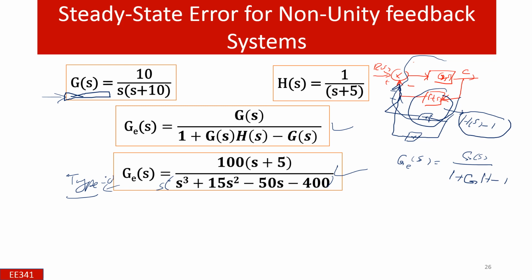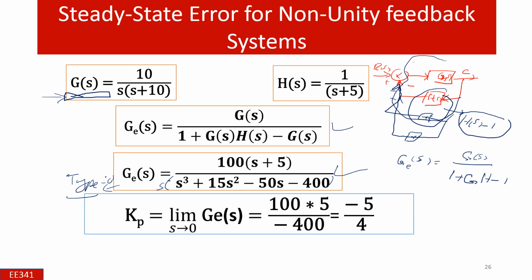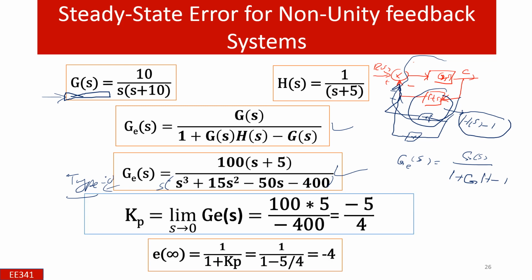So we can apply the definition of position constant, which is G(s) at its DC value. By substituting s equal to 0, it is 500 divided by 400, and it gives some minus sign here.